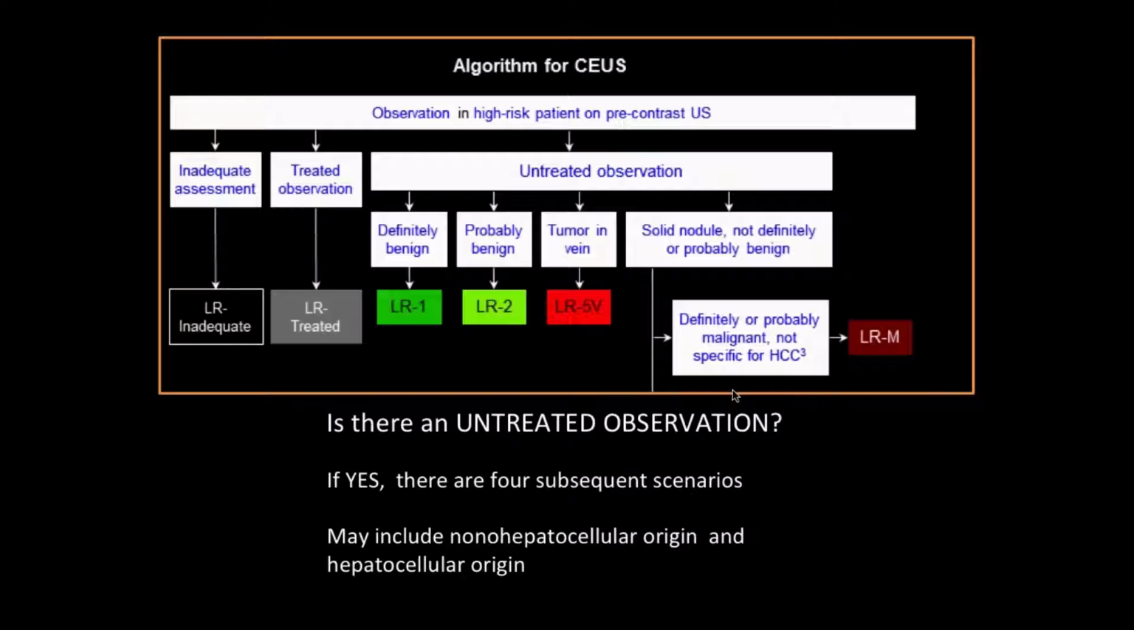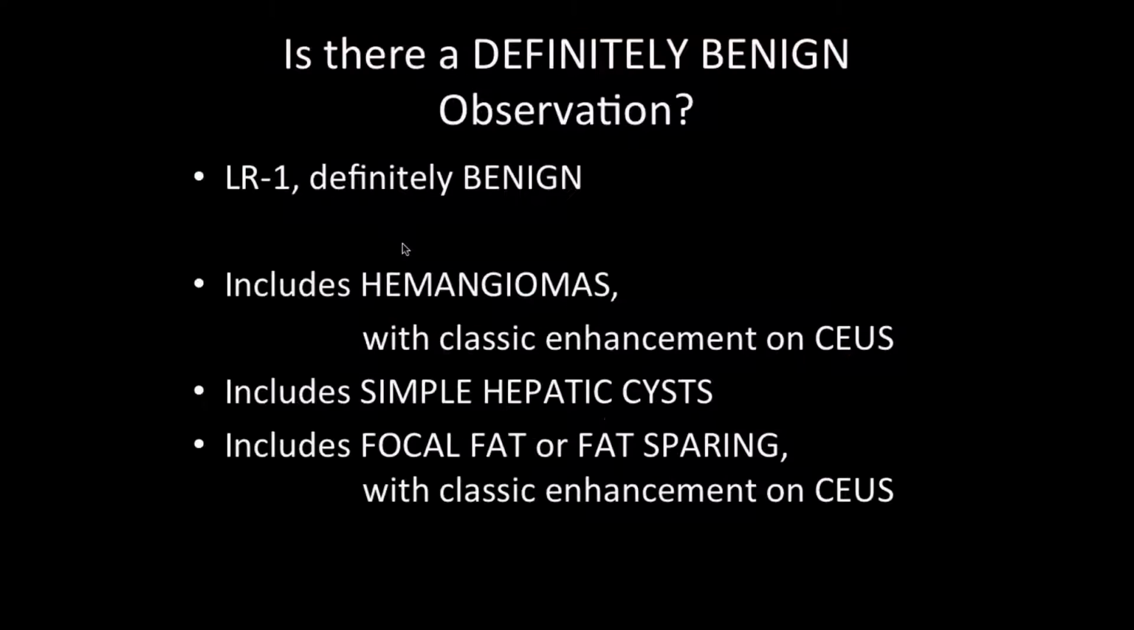If we go further, and we've now removed these two items on the left-hand side, we come to untreated observations, and we're looking for lesions that may be hepatocellular or otherwise, but lesions for which we can remove consideration for LI-RADS 5. So let's consider first the benign and probably benign lesions. LI-RADS 1 involves definitely benign lesions. What are the things that we are able to put into this confidently? Well, it includes hemangiomas, simple hepatic cysts, and focal fat or fat sparing.